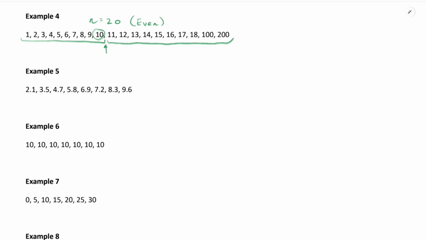So what we do when we have a data set like this is add 1 to the amount of numbers that we have, and then we half it. Let's see it work. 20 add 1 over 2. That's 21 over 2, which is the 10 and a half number, like 10.5, 10 and a bit.